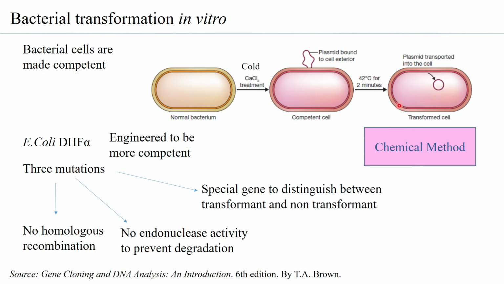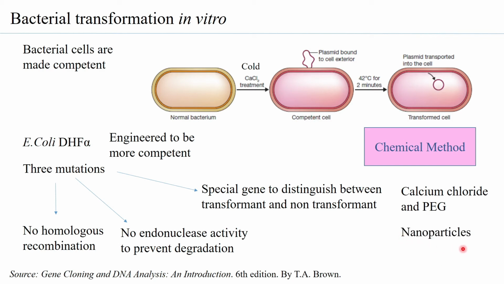And this method has been modified in several ways. So, for example, one has observed that calcium chloride is used along with PEG, that is polyethylene glycol. And polyethylene glycol also enhances the attachment of the DNA to the wall of the bacteria. So, it is helping in this first step. It is making the cell competent by ensuring that the DNA is at least bound to the surface of the bacteria.